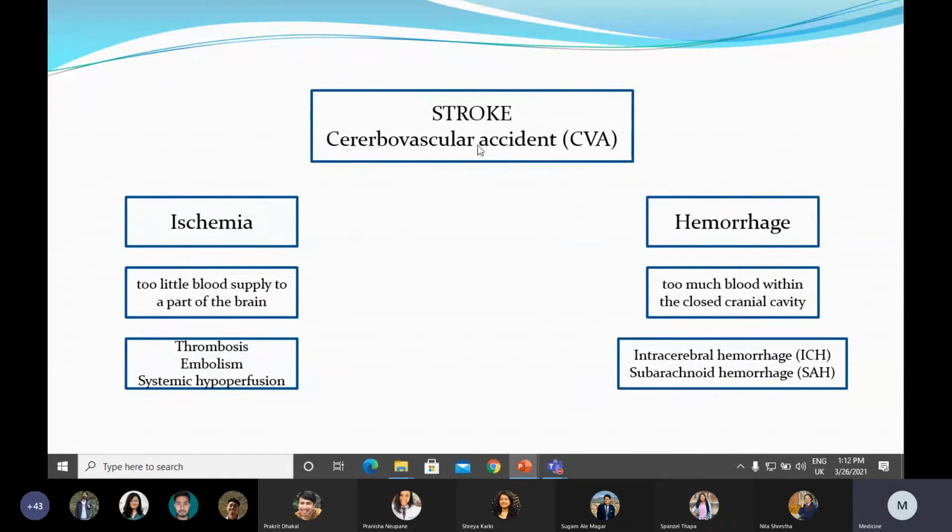So the stroke or cerebrovascular accident or CVA is broadly ischemia or hemorrhage. In ischemia, it's too little blood supply to a part of the brain, and hemorrhage is too much blood within the cranial cavity. And ischemia may be because of thrombosis or embolism, or maybe because of systemic hypoperfusion. And hemorrhage is either intracerebral hemorrhage or subarachnoid hemorrhage. In intracerebral hemorrhage, it can be because of hypertension or because of trauma. Patient can have intracranial hemorrhage.